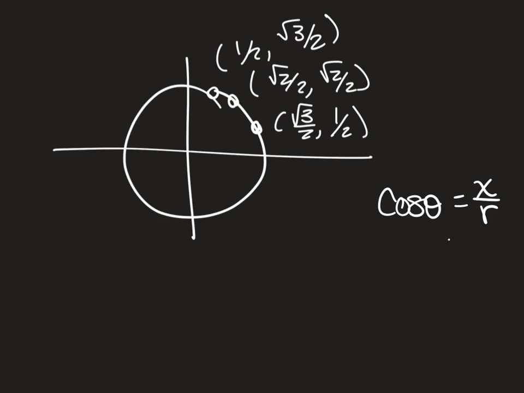But every time on the unit circle, this r up here was 1. So what happens when this r is not 1? So on page 30, we're going to take a look.